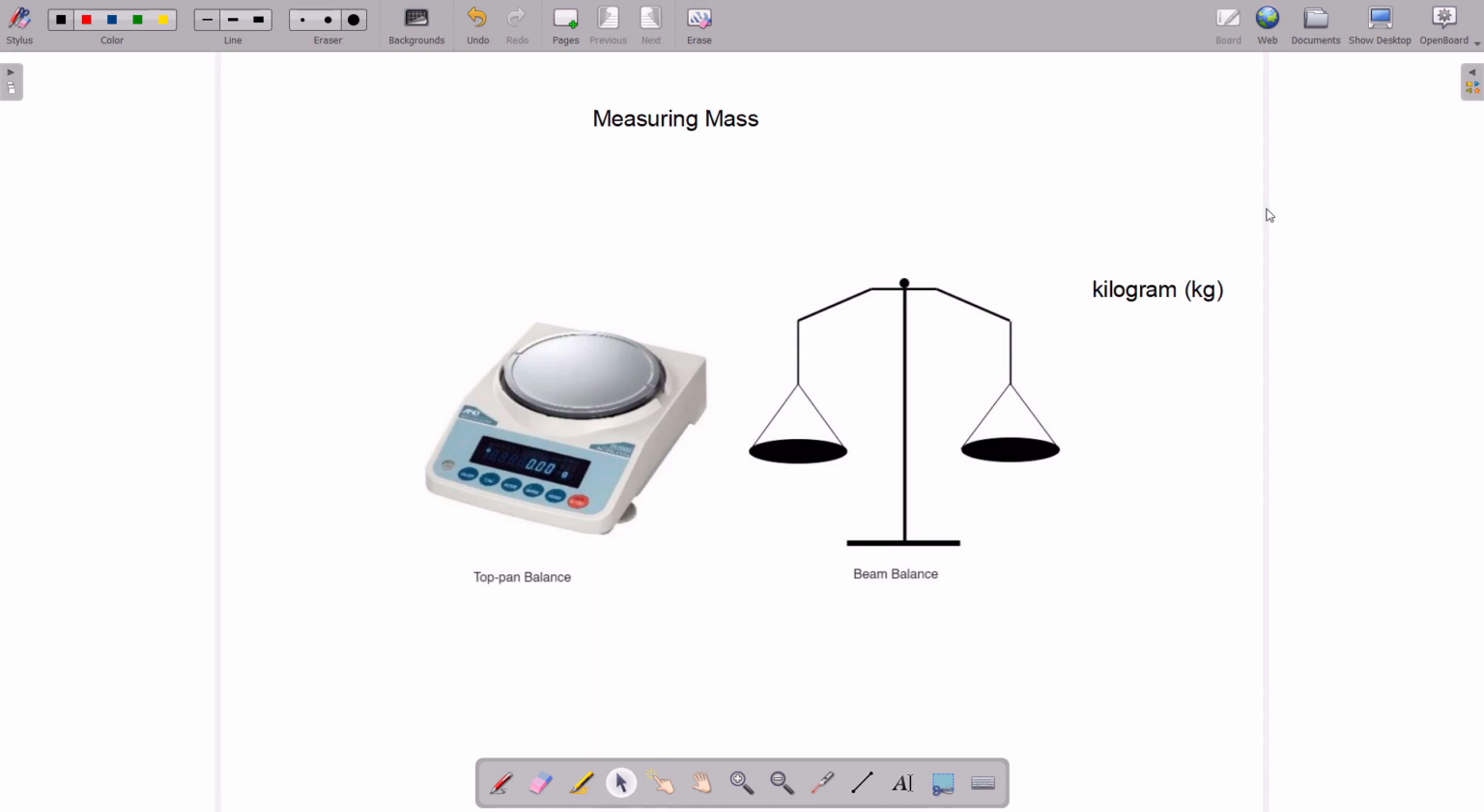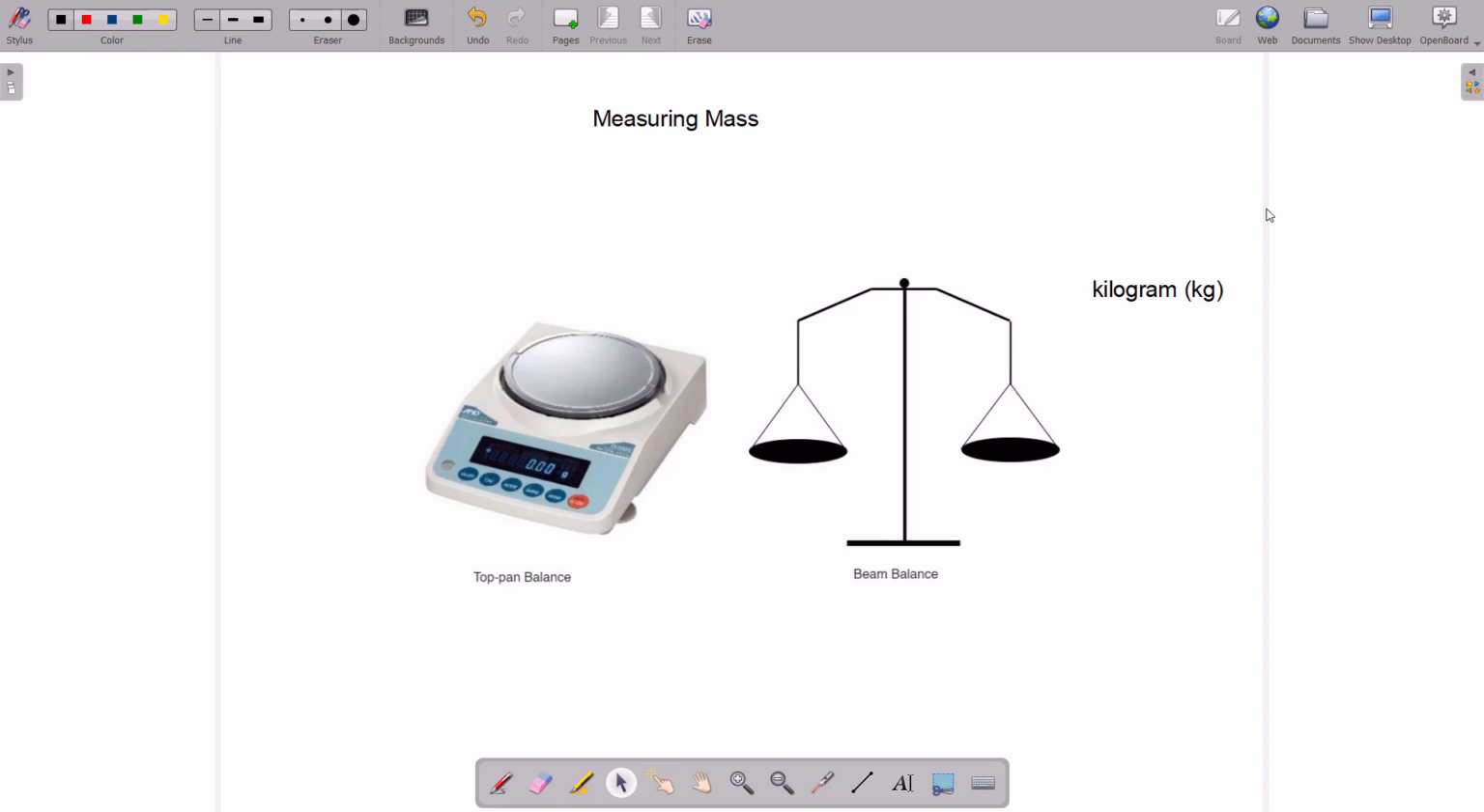The greater the mass of an object, the greater its resistance to the change in motion, a property referred to as inertia. Mass is measured using either a top pan balance or a beam balance. A beam balance is a very old instrument used for measuring mass. It will take some time to examine how it works.